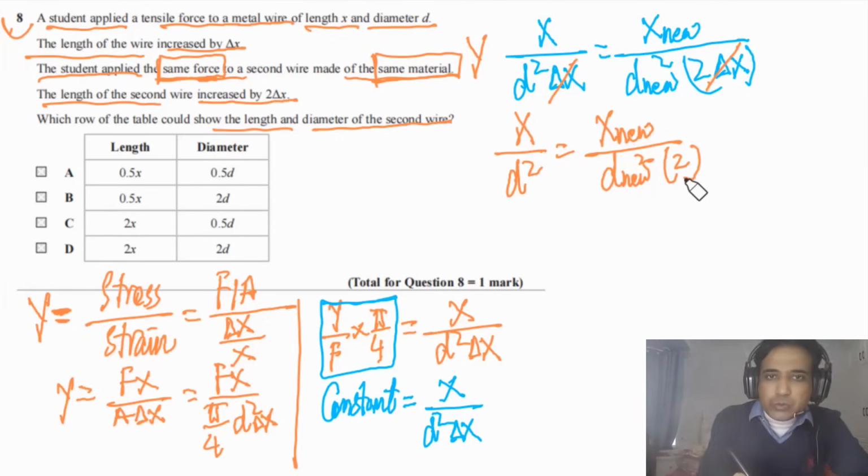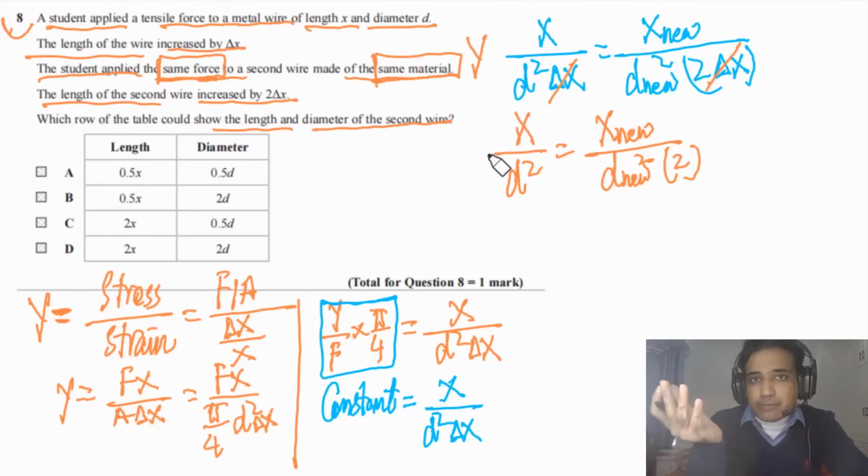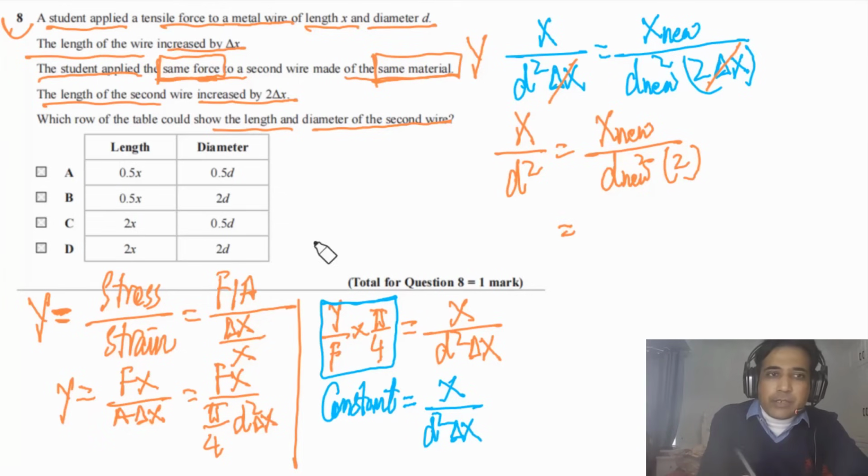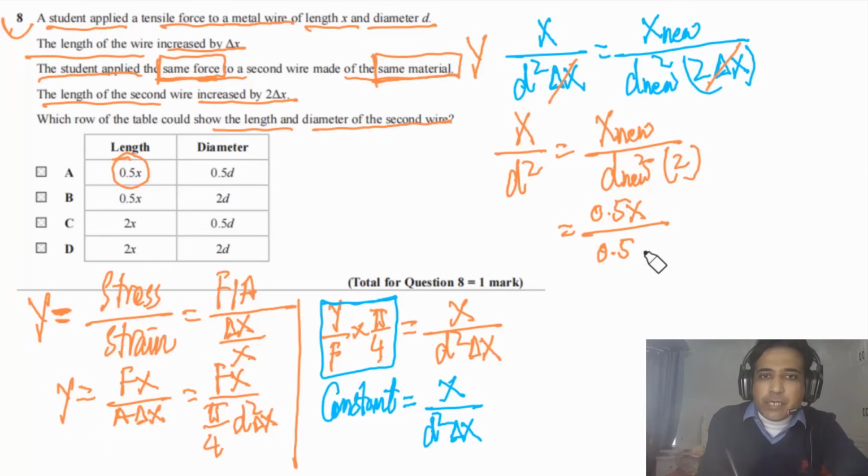Now simply what you need to do is take these given values and replace x new and d new with the given values. One set of values will satisfy this equation, and that is your answer. So let's try with the first one. So we have x new, that is equal to 0.5. So I can simply write down, this is 0.5 x divided by 0.5 d square, and this is multiplied by 2.